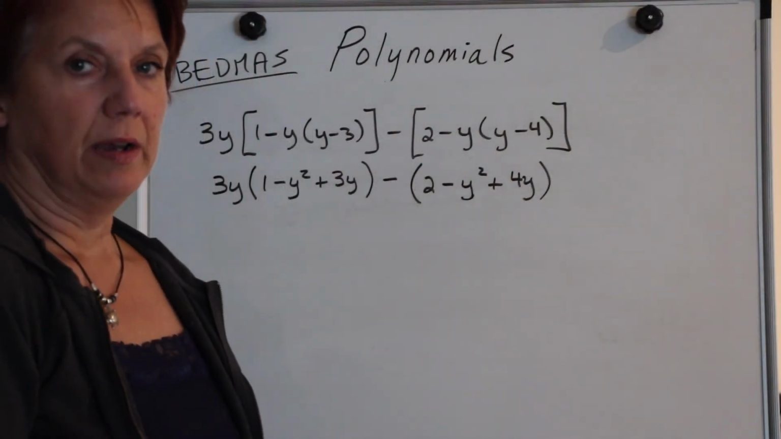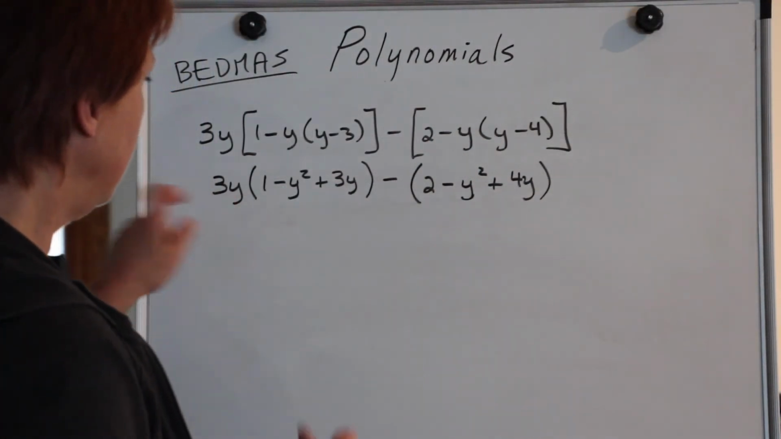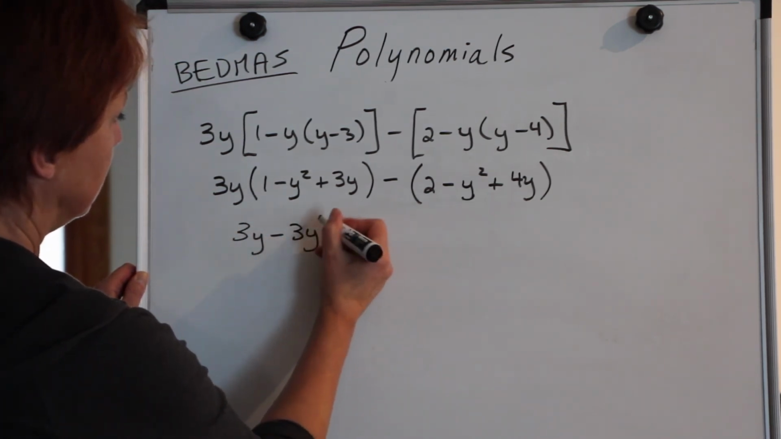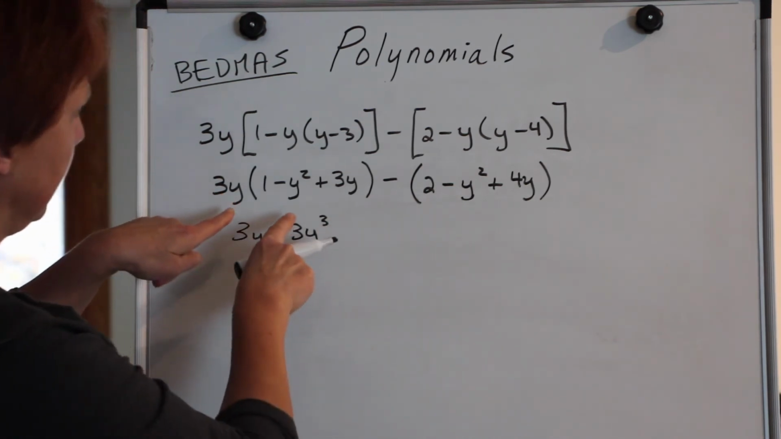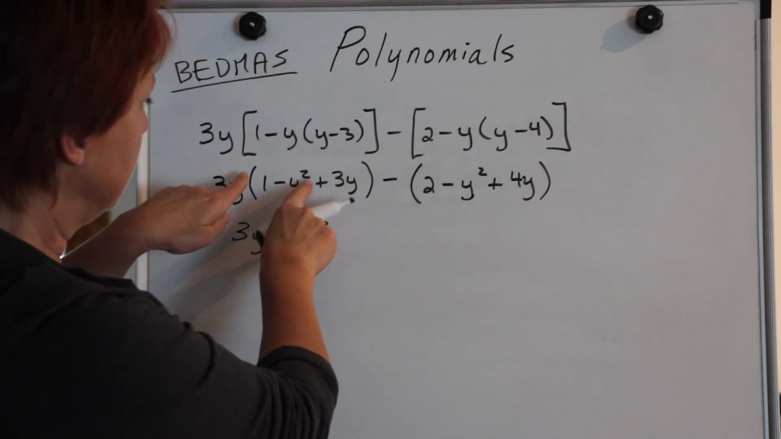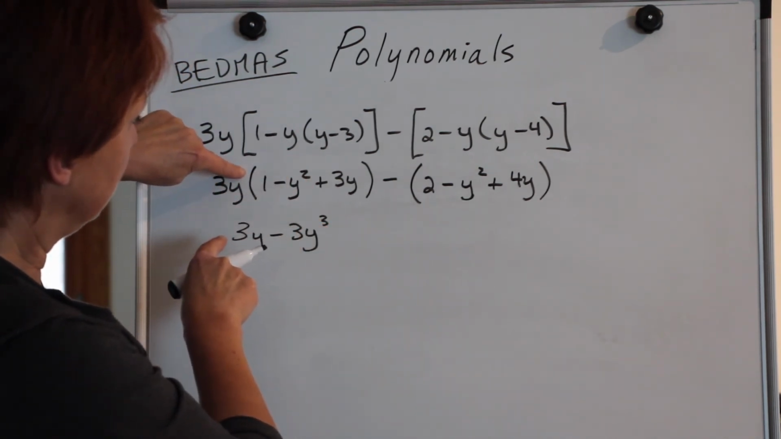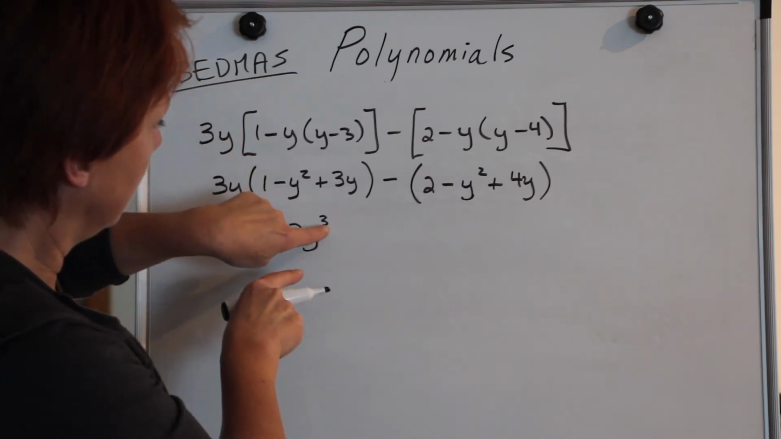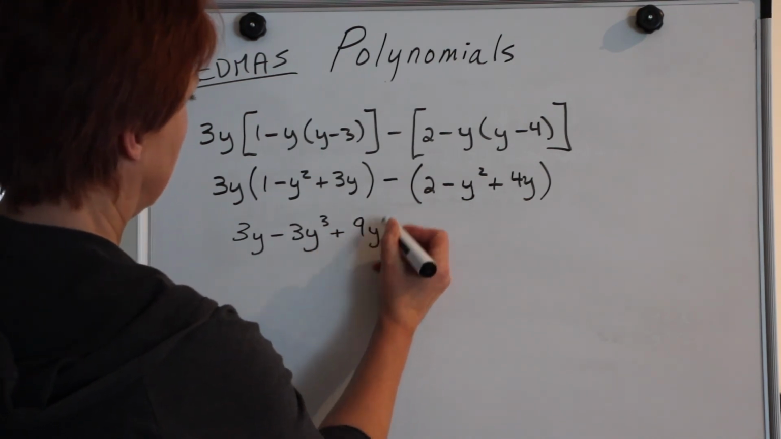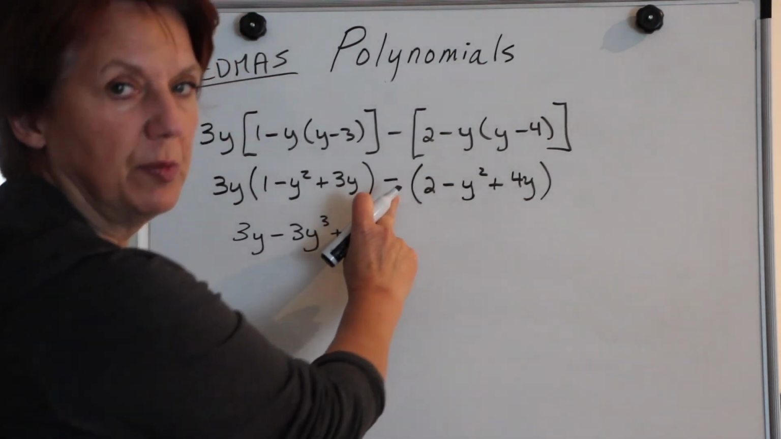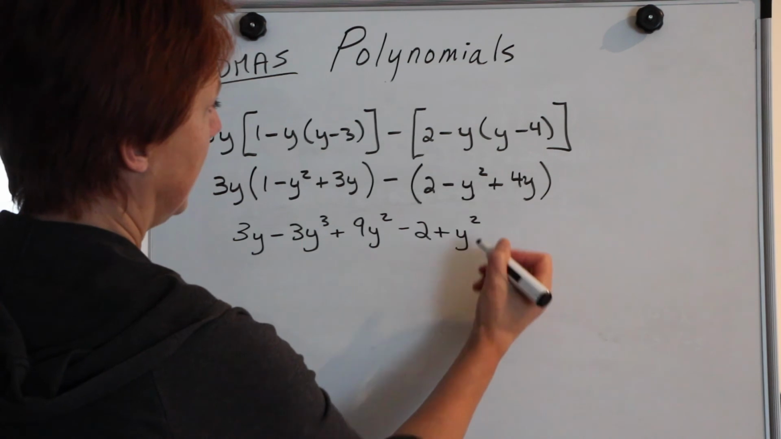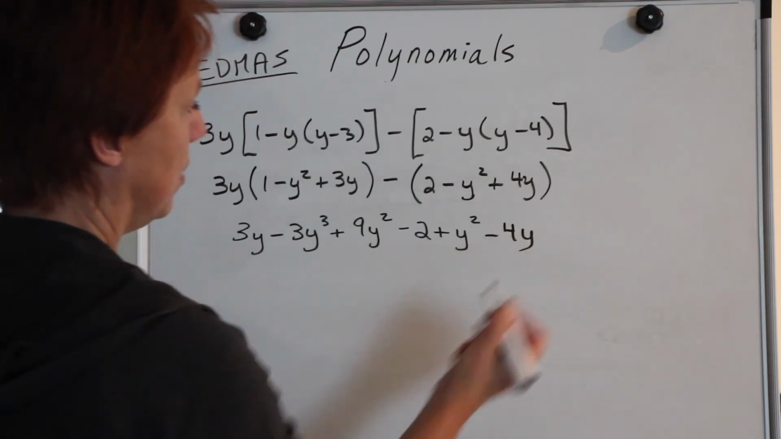So now let's multiply this out. So 3y times 1 gives us 3y minus 3y cubed. So remember that what's happening here is we've got the bases that are y that are being multiplied, and when we multiply bases, we add exponents. So we've got a 1 on this y here and a 2 on this one, so 1 plus 2 gives us that 3. Plus 9y squared. And here all we're doing is multiplying through that negative sign. So minus 2 plus y squared minus 4y.